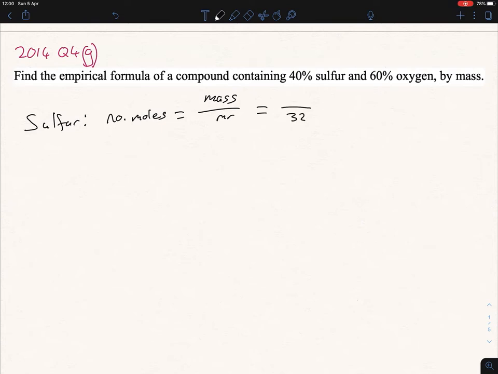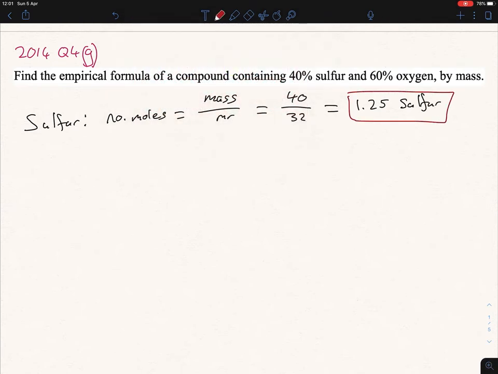Well, we're going to assume here for all of this that for percentages, 40% is essentially 40 grams, and 60% is 60 grams, because 40 plus 60 will give you 100 grams, 100%. So that's all you do, it's 40 here. And when you divide 40 by 32, you're going to be left with 1.25. I rounded up a small bit there, of sulfur. And we just put a little box around that.